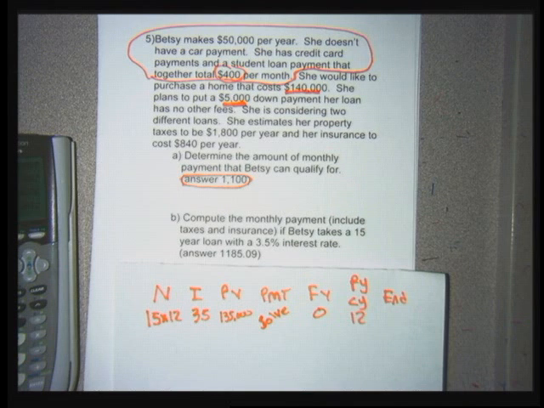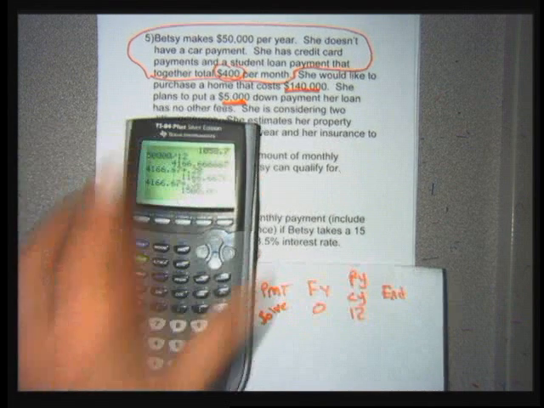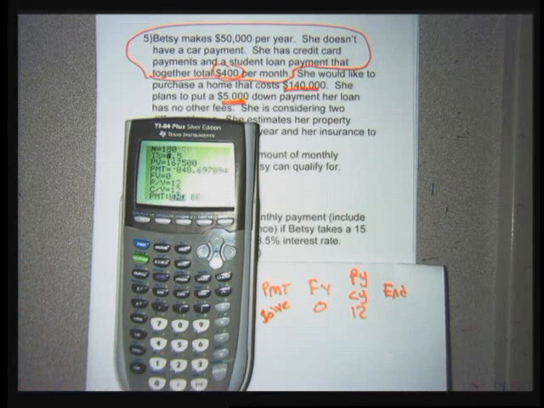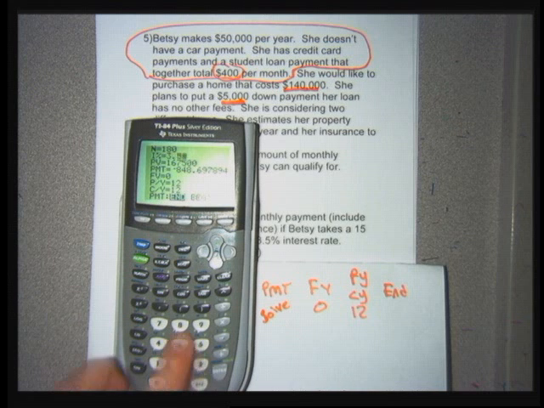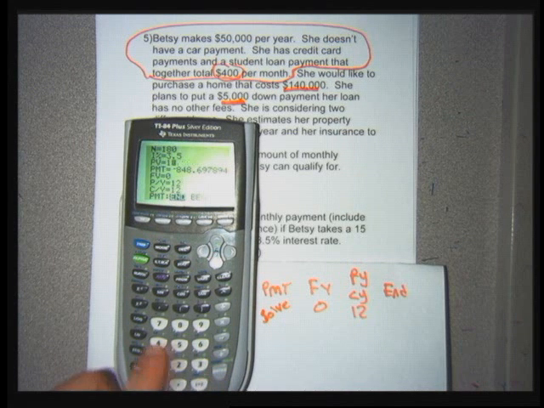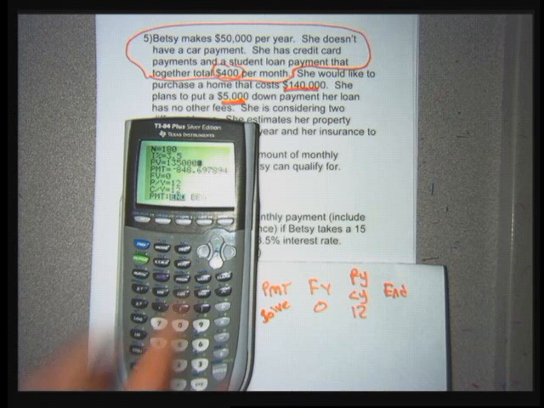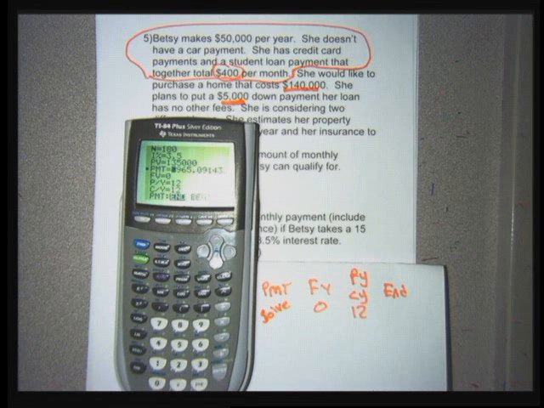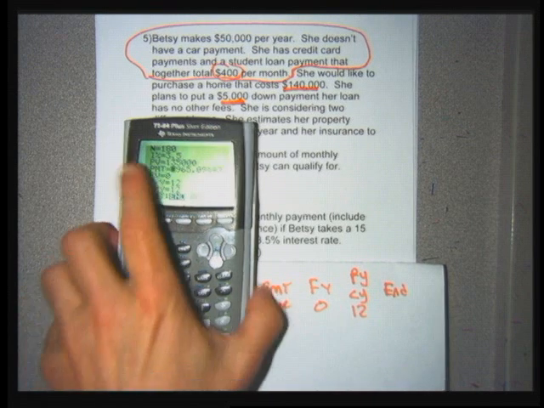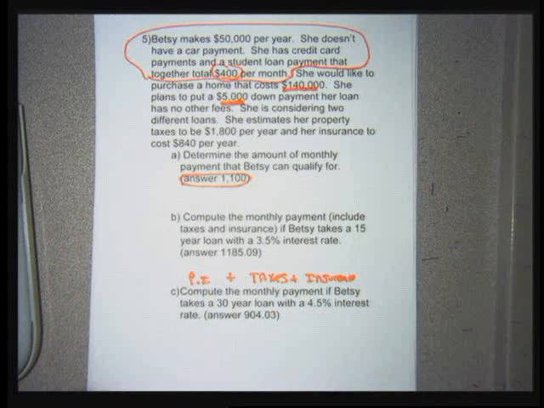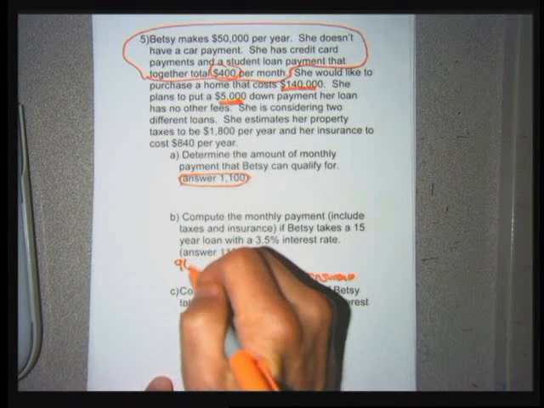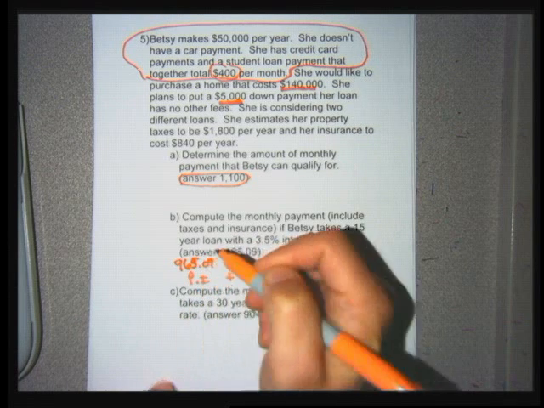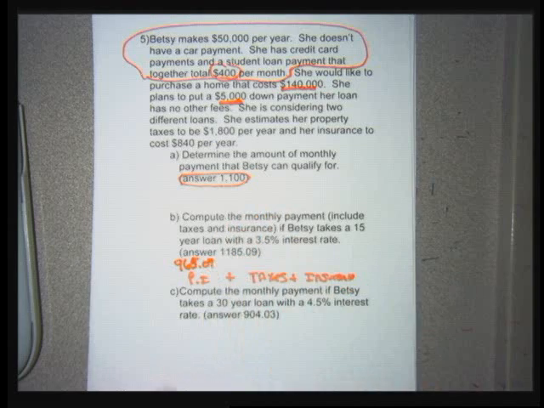So I'm going to go to the TVM solver and enter those amounts. Apps, finance, enter 15 times 12, and then 3.5 and 135,000. Everything else is right but the payment. I hit my green alpha button and hit enter. I get $965.09 for her PI portion of her payment. It actually says 965.09. Not that that looks like a 5, but that's a 5 there.